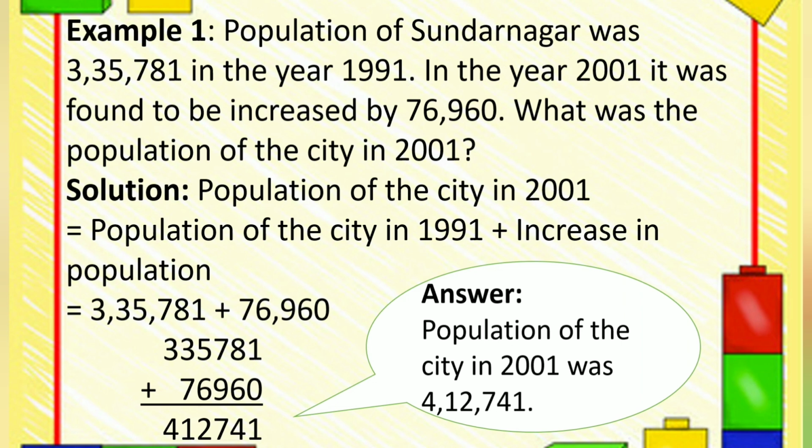Solution. So population of the city in 2001 is equal to, what you have to do? Population of the city in 1991 plus increase in population, that is 3,35,781 plus 76,960, and if you do the addition, you will get the answer as 4,12,741. So population of the city in 2001 was 4,12,741.